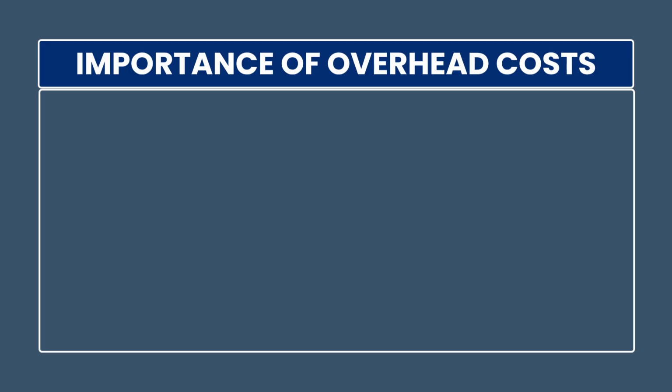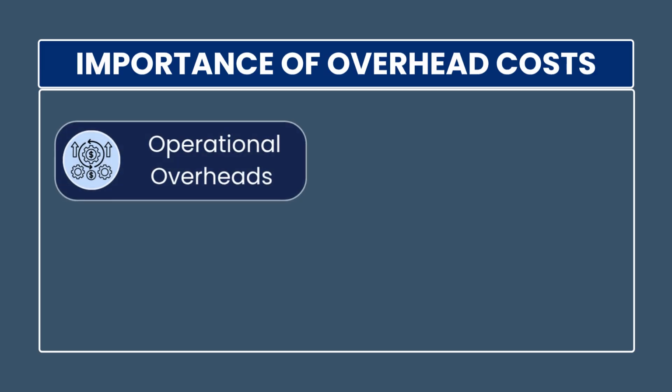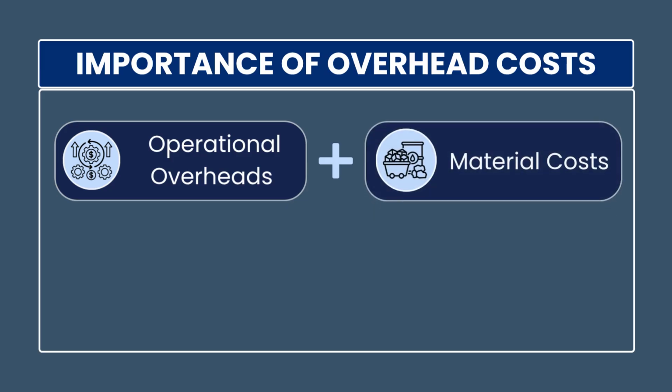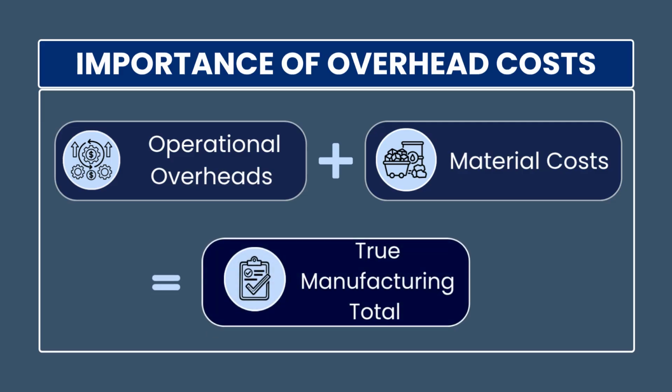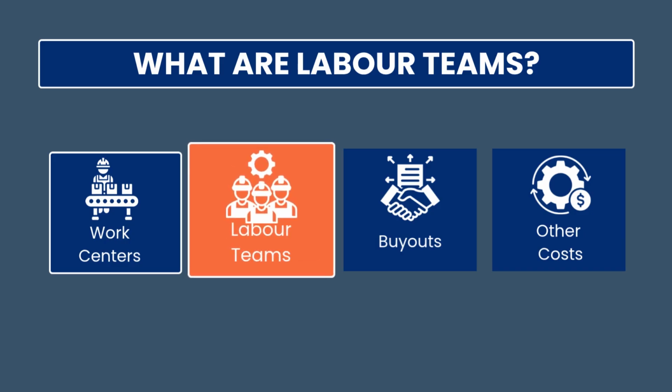Manufacturing costs are made up of more than just materials. Operational overheads such as electricity, labor, machine time, and external services all contribute to the true manufacturing cost of a product. Capturing these costs during manufacturing gives you more accurate production records before the information is posted back to your accounting system. Labor teams allow you to recover the labor cost involved in manufacturing your products.